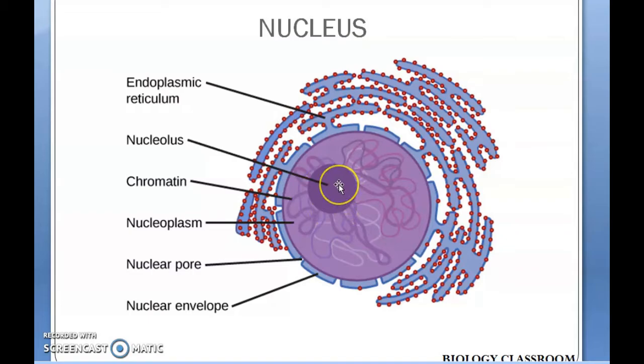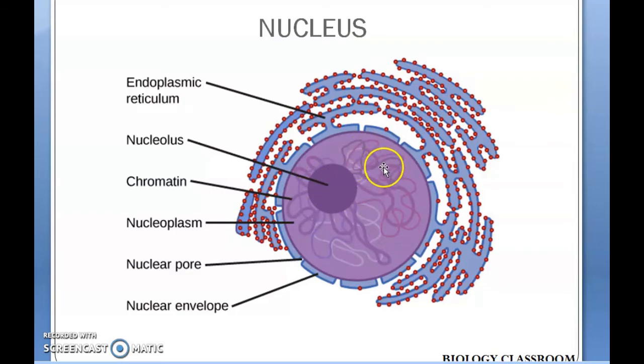Nucleolus is a small spherical body present on one side of the nucleus, and it is not bounded by any membrane and may be one or more in number. Nucleolus is rich in proteins and ribonucleic acid, RNA, and it is the site of ribosome synthesis, which further helps in the manufacture of proteins, right?